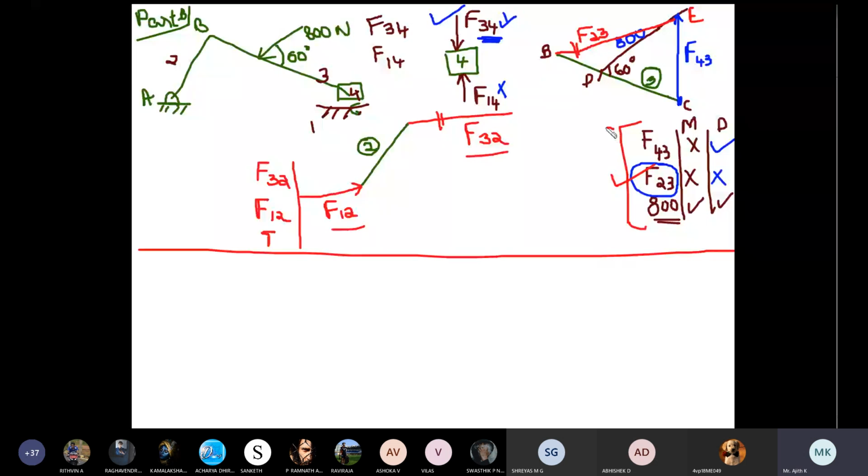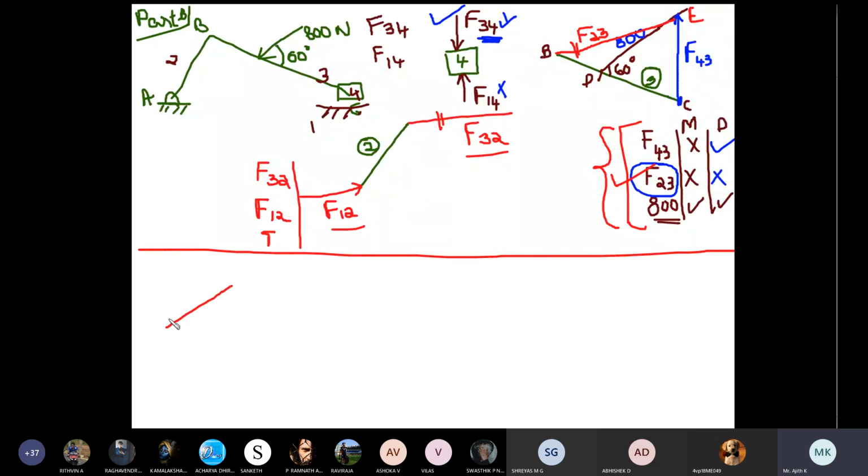Link number 3, if you consider, I'm having 3 forces, so you can construct a force polygon for link number 3. While constructing a force polygon, both magnitude and direction are important. So first we'll start with 800 Newton. Its magnitude is known, direction is known.